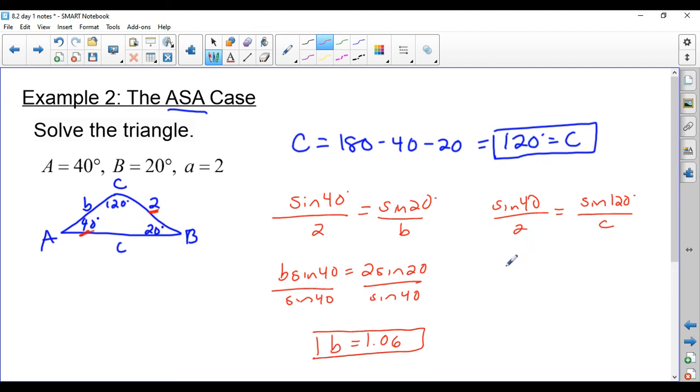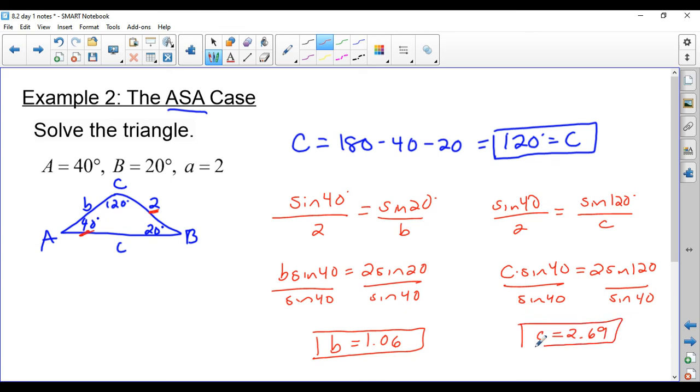Over here, C times sine of 40 equals 2 times sine of 120. And I divide both sides by sine of 40. And I get that the length of side C when I go to my calculator is 2.69. C is the longest side because it's opposite of the largest angle. Again, show your law of sines equations and show your final answers. Tomorrow, we're going to look at how you can use law of sines in some cases to find missing angles.